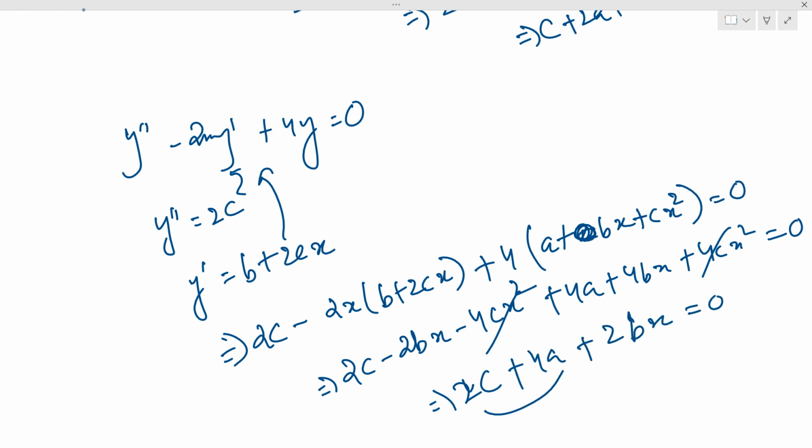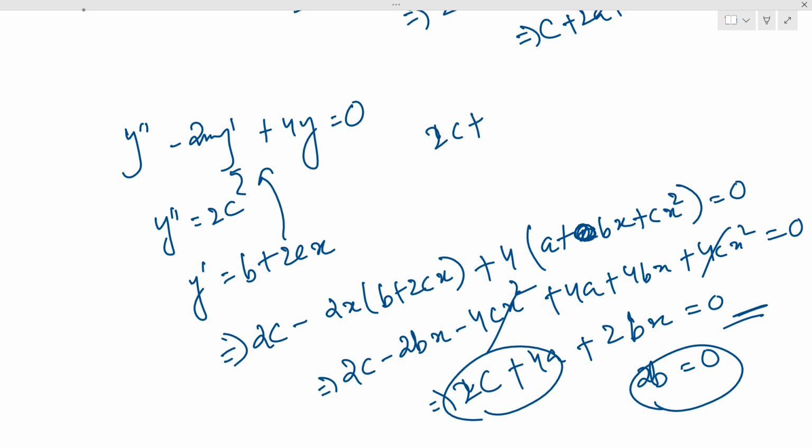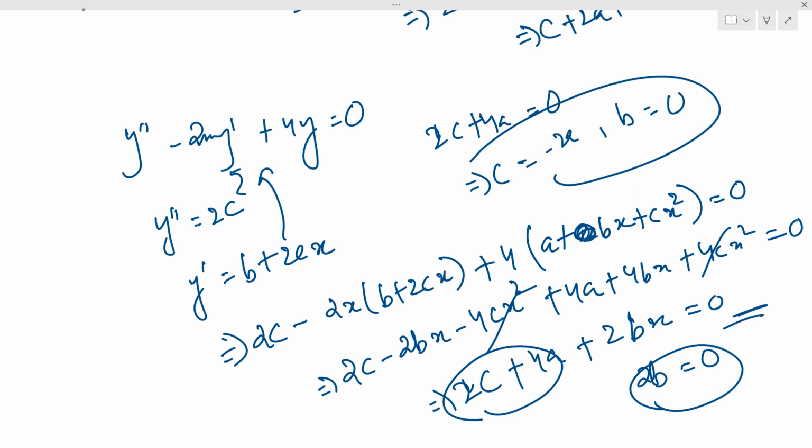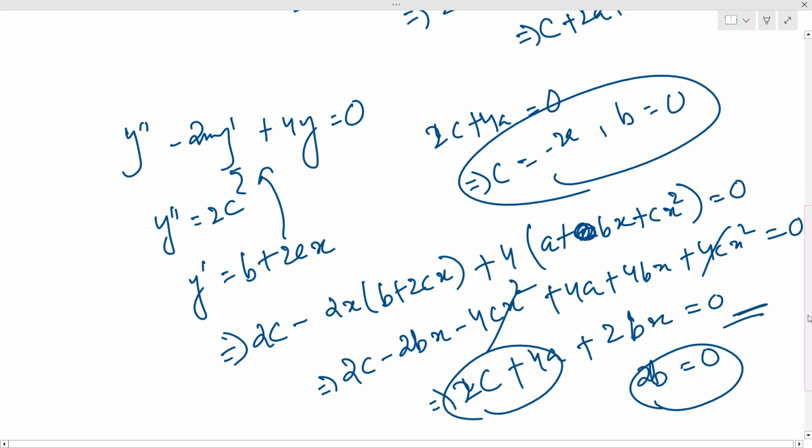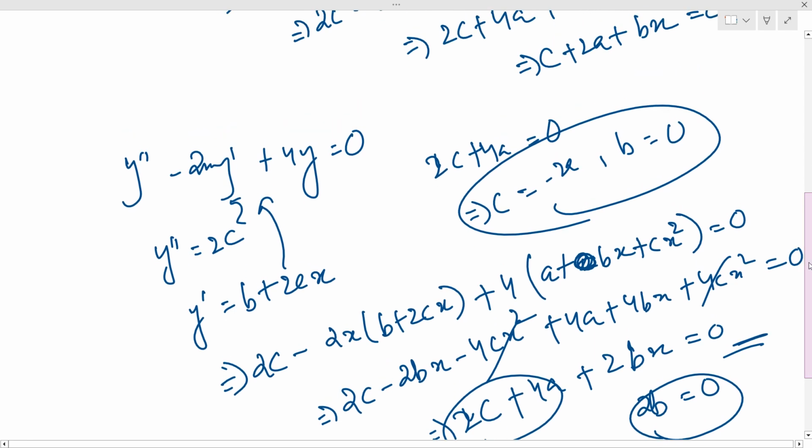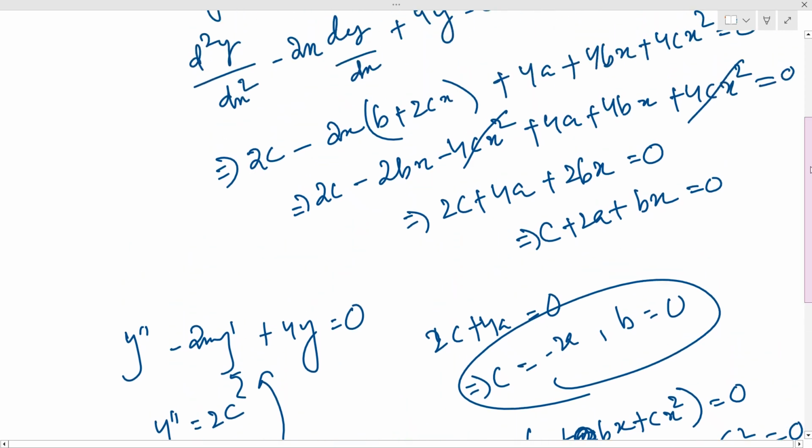So see, there is no coefficient of x on this side. So 2b is equal to 0 if we compare the coefficients. And 2c plus 4a will be 0. So c will be minus 2a and b will be 0. I think that should be the answer. Yeah, it was easy. We were almost there, but I just could not get it at the last moment. Yeah, it was there.